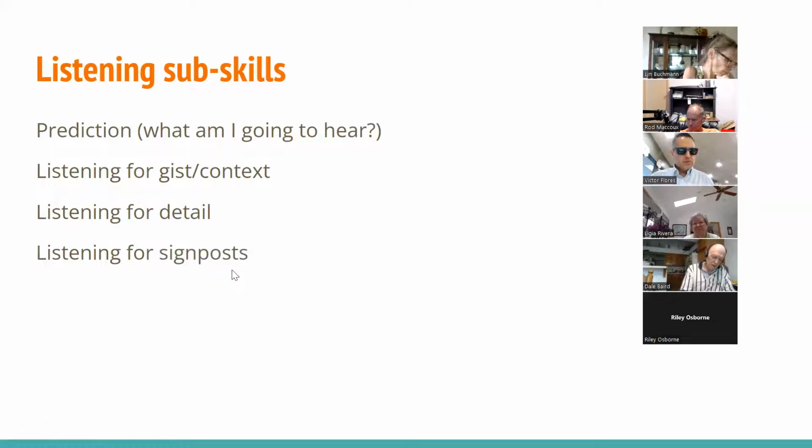Listening for signposts. So signposts, if you picture you're driving down the road and there's an intersection, the signpost will tell you which way to go. Same in language, when we're speaking, we use signposts to direct that now the conversation is moving to a new topic, or I'm going to elaborate on what I was just saying. So those signpost words can really help students to not get lost, especially in longer listening experiences. And then there are others. If you Google listening sub-skills, there's others as well, but these are the ones we're going to focus on today.